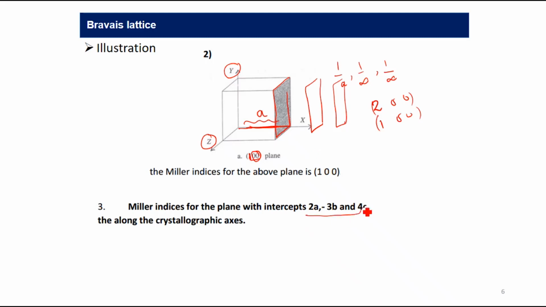Can you tell me the Miller indices for this? So I say 2a, minus 3b and 4c. These are the intercepts. What will be the Miller indices for this? Can you calculate and tell me? 6, minus 4 and 3. It's 6, minus 4 and 3. Yes. It's the same way of calculating. Just this is minus, so a bar will come here.